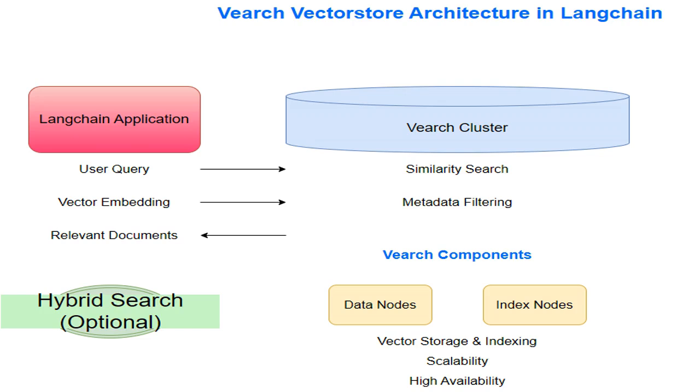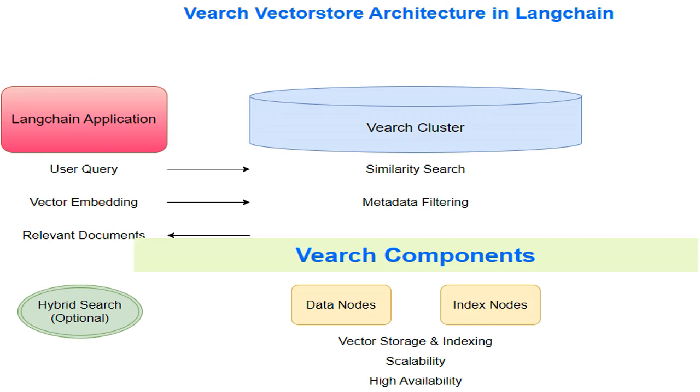Hybrid search is the ability to combine vector search with keyword-based search. Pretty cool, huh? It's optional, meaning Vearch can do just vector search, but also has the potential to blend the two for even better results. Vearch comprises several components working together. These include data nodes, index nodes, and other elements that enable it to perform its functions efficiently. Understanding these components helps grasp Vearch's architecture.